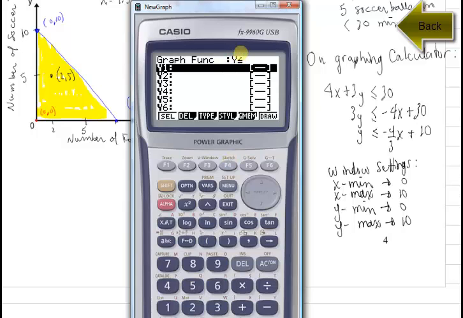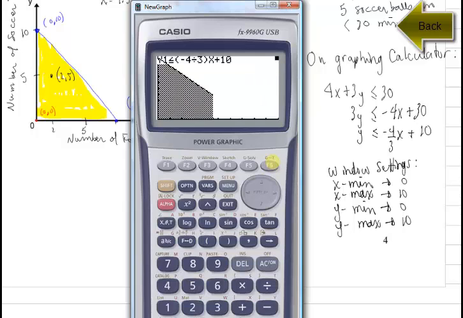And then we're going to enter in our inequality. Okay, so we're going to go bracket negative 4 divided by 3, bracket, and then x plus 10. And then execute, and then you can draw. And there you go. That's what you get when you graph your inequality on your graphing calculator.